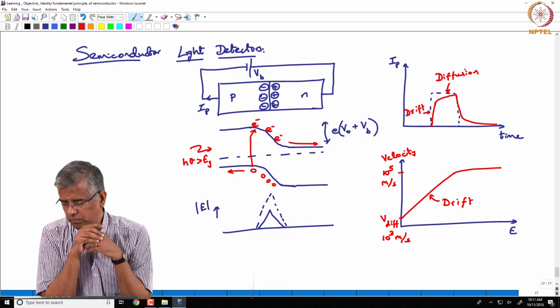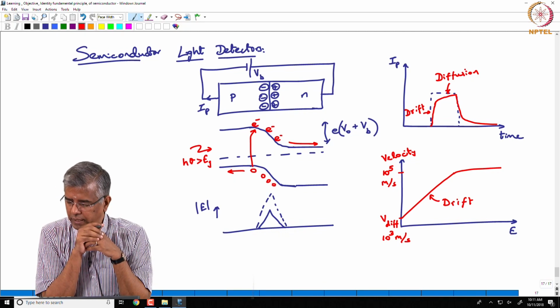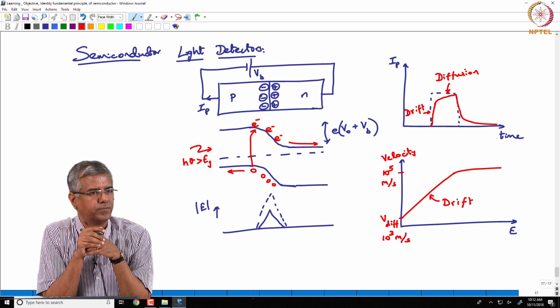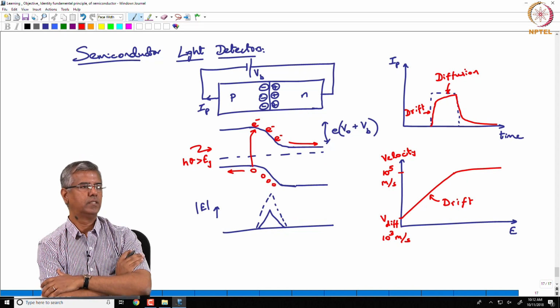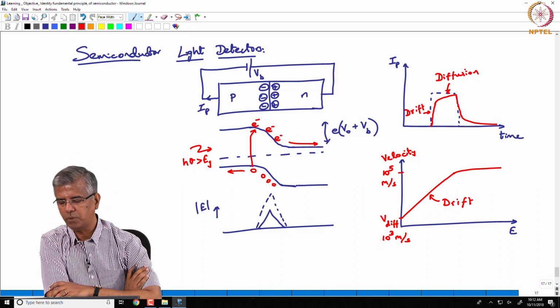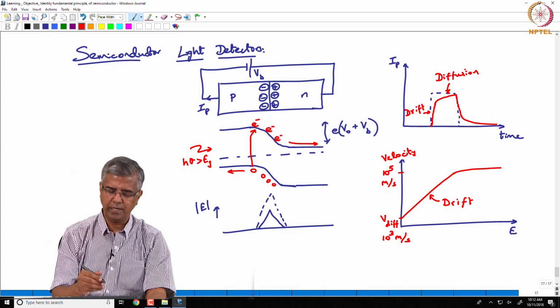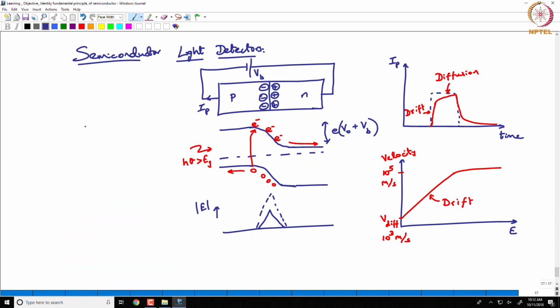So, you can say that diffusion is going to be a process that limits the response of your photodiode, which is based on just a PN junction diode. Do you understand this? Right. So, it is not a question of whether you can get a photocurrent or not, right. That we already know.